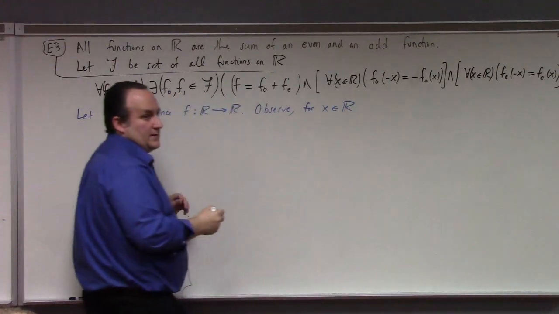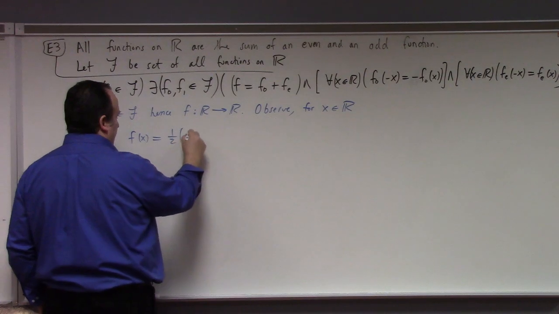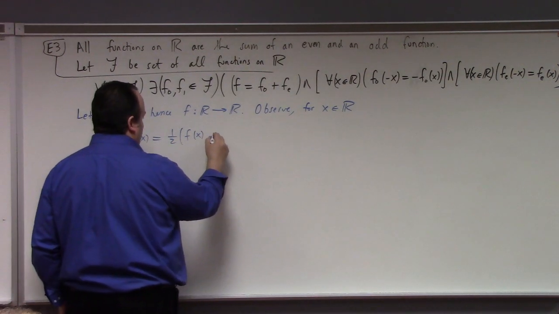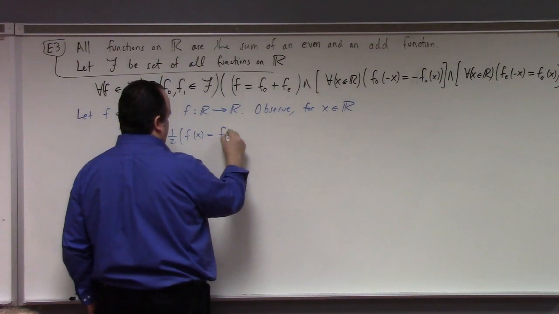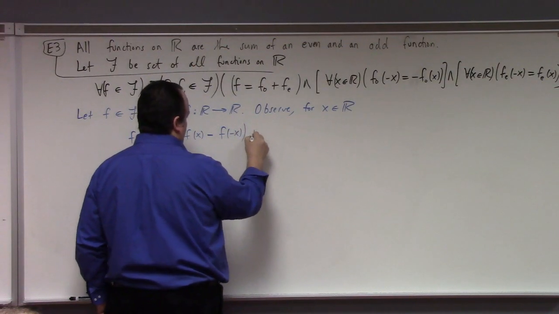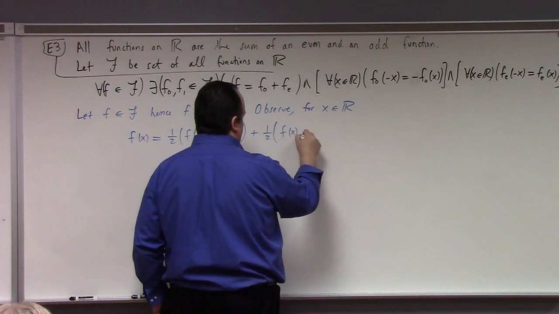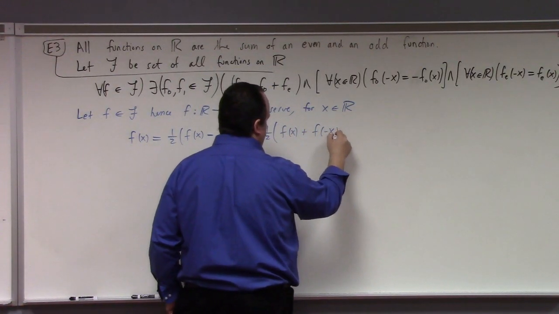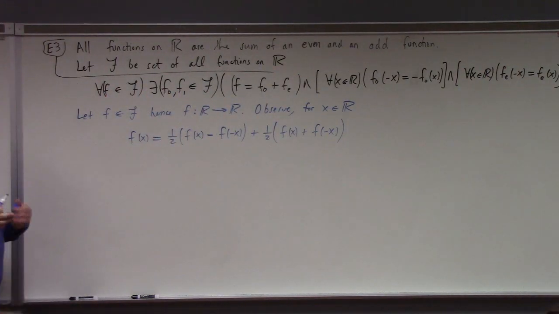All right? f of x is equal to 1/2 (f of x minus f of minus x) plus 1/2 (f of x plus f of minus x). Notice that this makes sense because why?